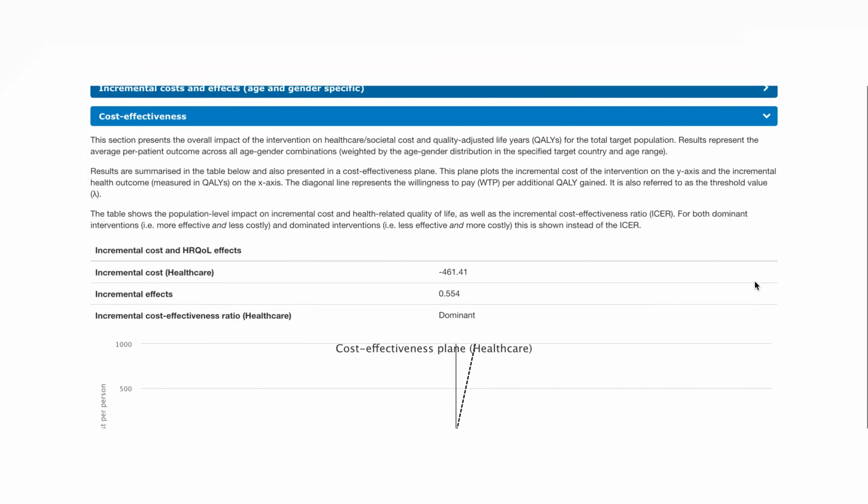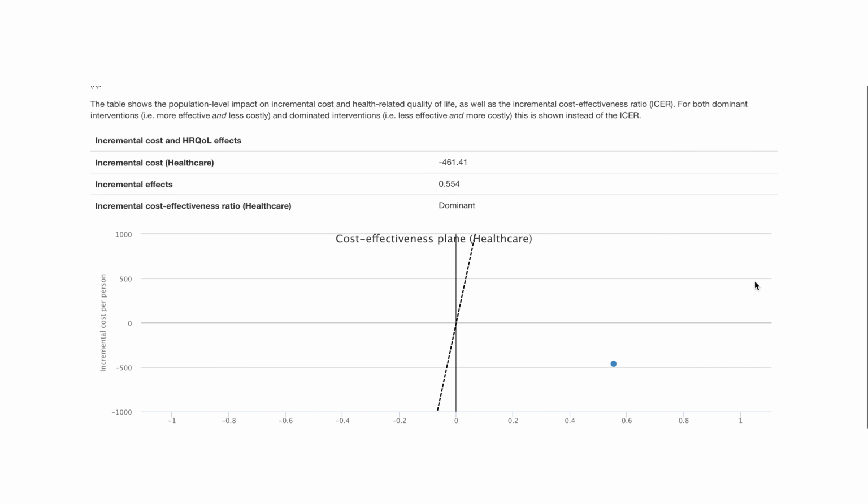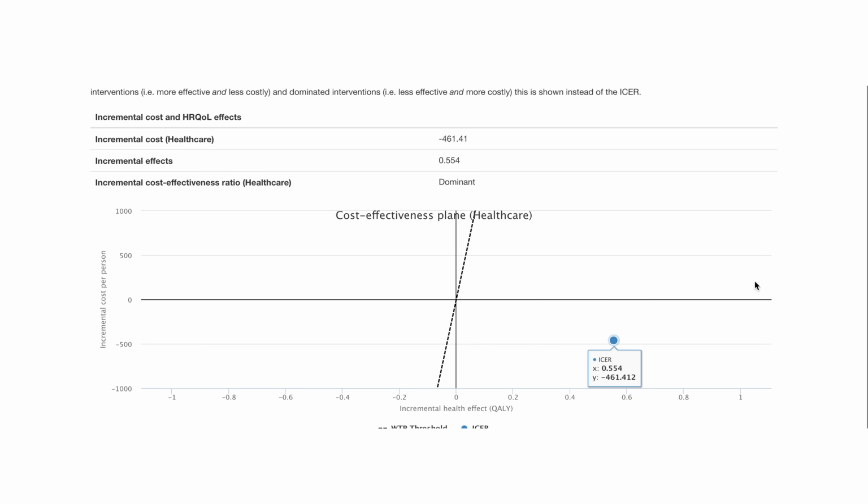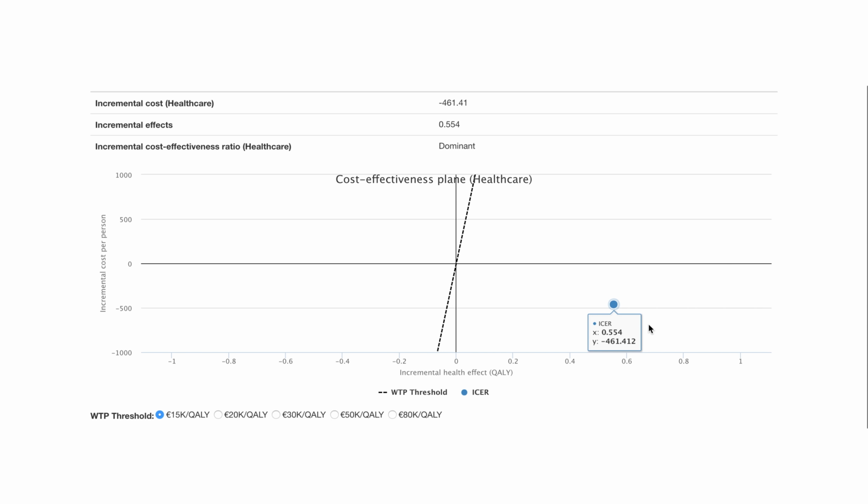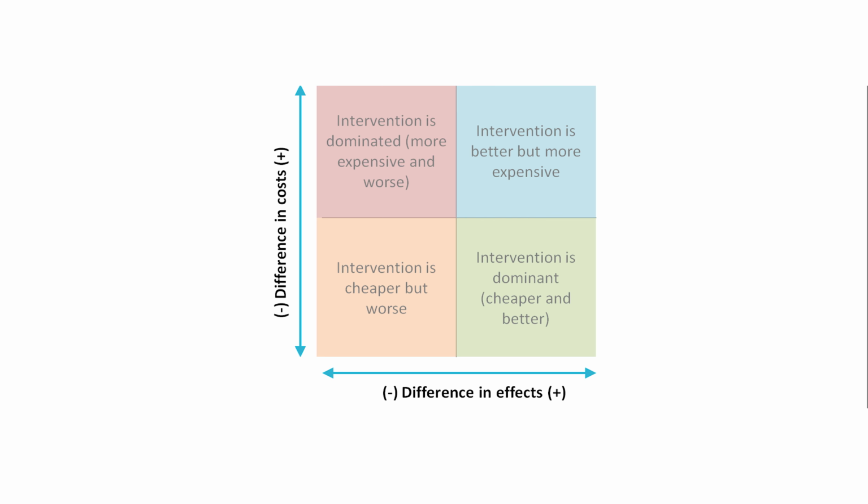The incremental cost effectiveness ratio may either display dominant, dominated, or a specific value. In this example, the result shows dominant, which means that the proposed intervention is better and cheaper than the current standard care. A result of dominant also means that the intervention will always be considered accepted when adopting an investor's point of view. This characteristic of being dominant is also manifested in the cost effectiveness plane.